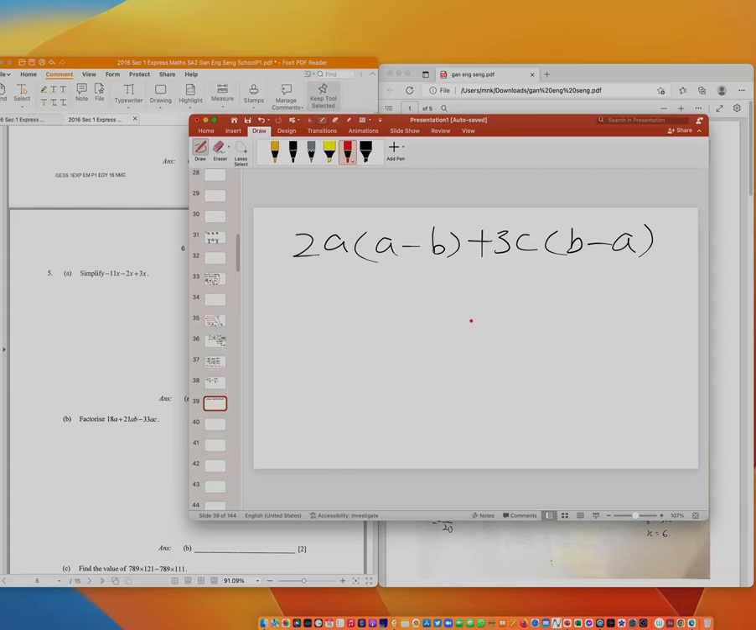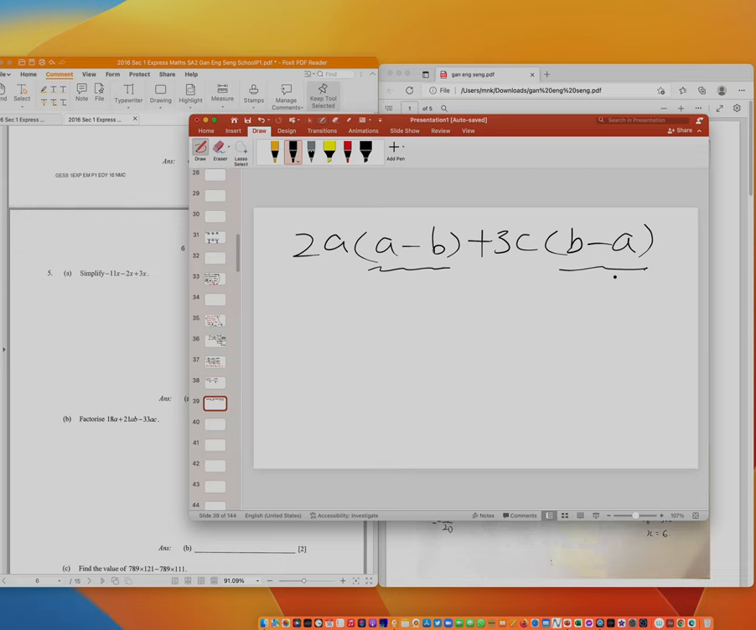There is no common factor here. But there is something that looks similar, this one and this one. They look similar, but they are not the same. When they are not the same, you cannot take out common. But in a way, this is A minus B, that is B minus A. So the order of them is different.